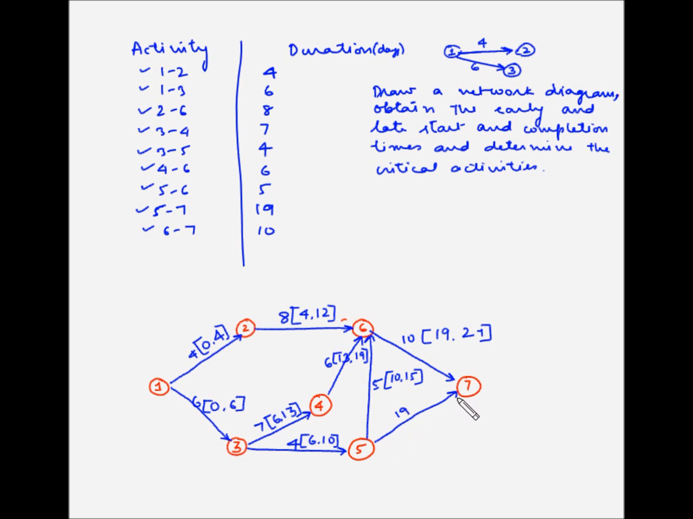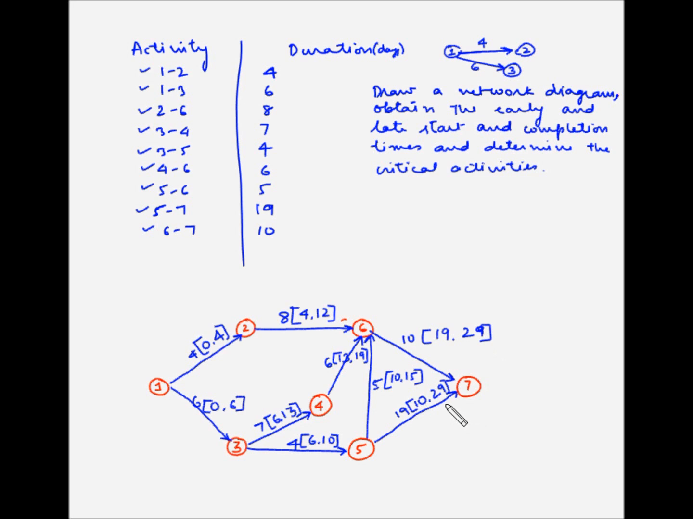Now activity 5-7 can start only after activity 3-5 has been completed, which completes on the 10th day. So activity 5-7 can start on the 10th day, and activity 5-7 takes 19 days to complete. So 10 plus 19 is 29. So earliest finish time is 29. So here we have completed the earliest start and earliest finish time for all the activities.